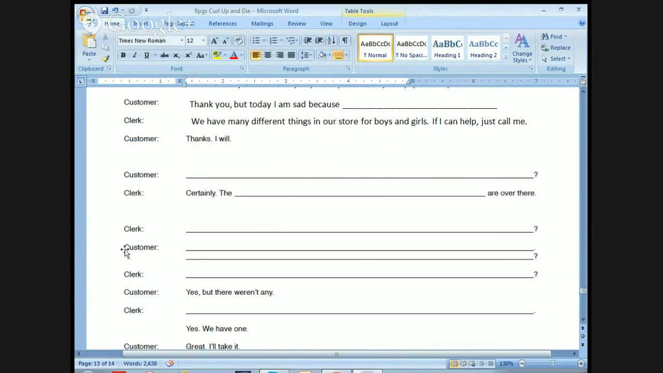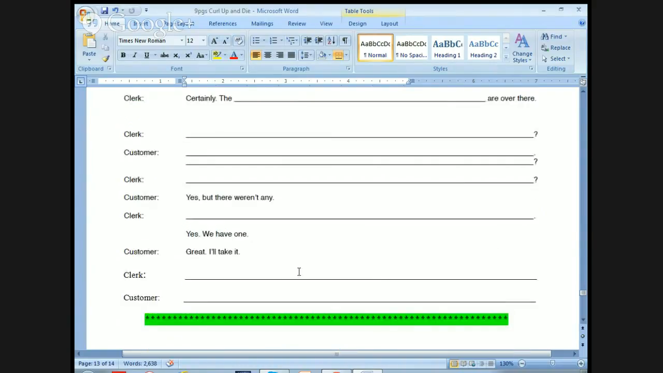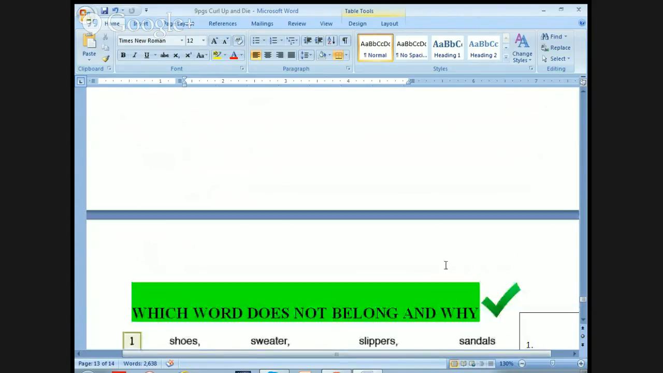Okay, customer. No, it's the clerk's turn. Oh. Well, that's okay. Just go to customer. Can I go to the changing room to try it? Clerk? We have only a bathroom. Only a bathroom? We don't have any changing room? Sorry, they renovate. The bathroom is closed. Okay. All right, good job, guys.